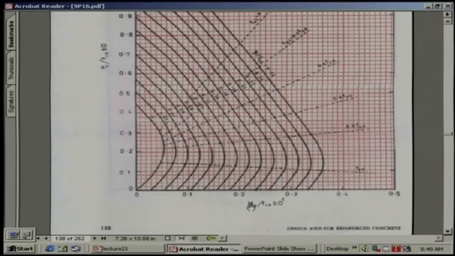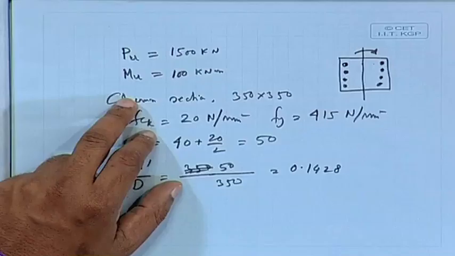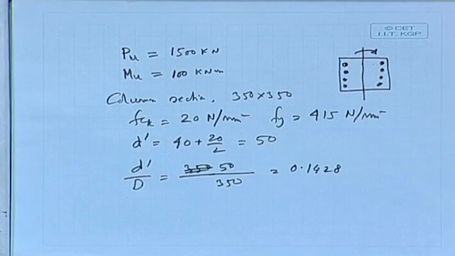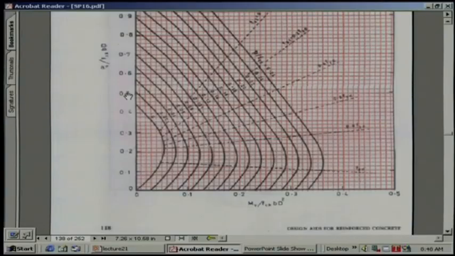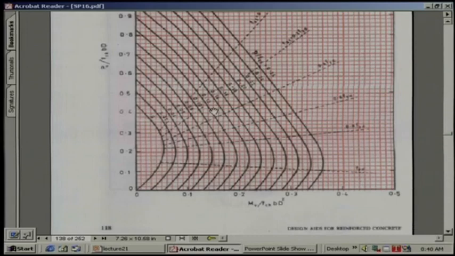Okay. So, this is your Mu by fck bd square. What I shall do? I shall take along this line, this is one axis, which I shall get Mu by fck bd square, and Pu by fck bd I shall get along this. So, I shall get a point. I shall get one line, and from there, these are for different values of p by fck.